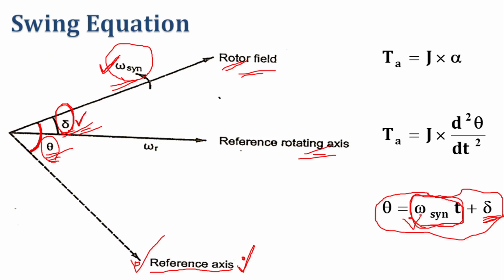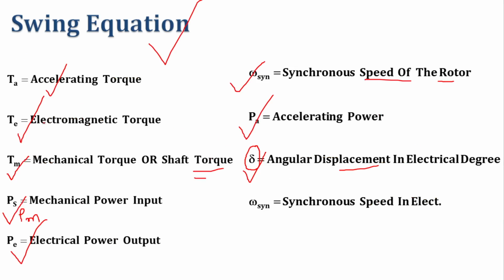So I will multiply that with respect to time, so it will give me the angle, clear. So omega synchronous multiplied by t plus delta will give us the angle theta. That is the angular position of the rotor, clear. So let us start with the accelerating torque. So Ta is nothing but the accelerating torque.